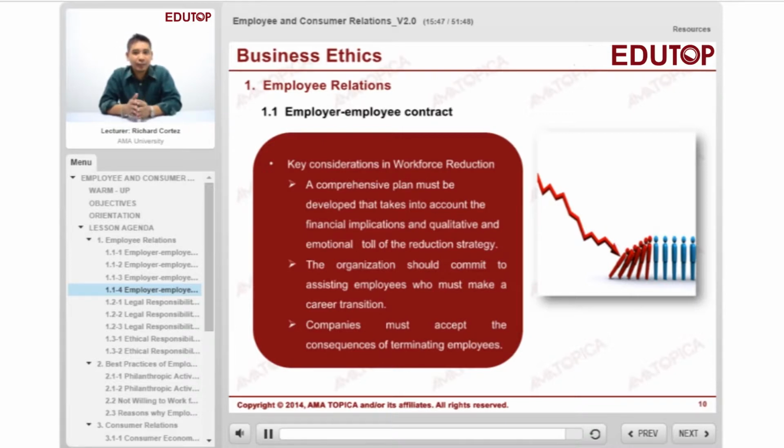So it means that he will no longer work. He does not have a job anymore. He doesn't have the salary anymore. So we should look at those consequences.